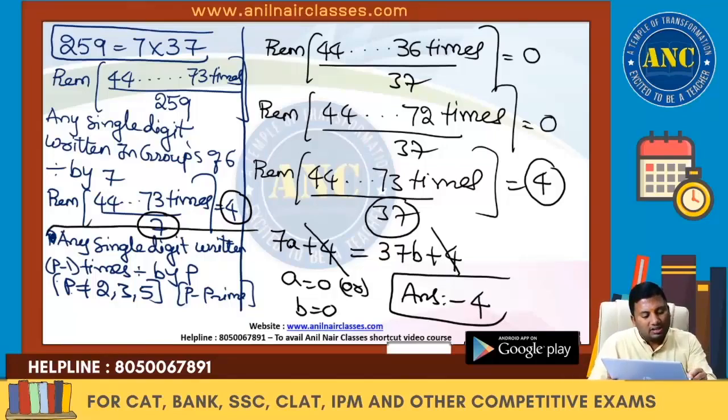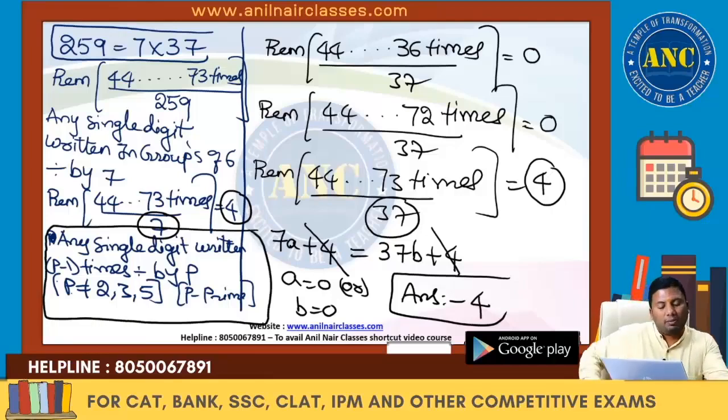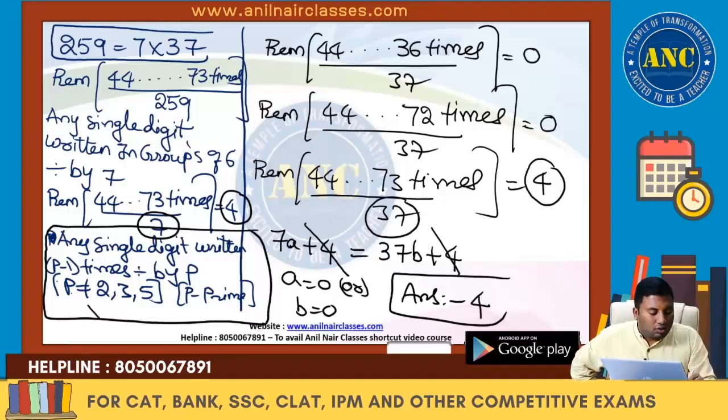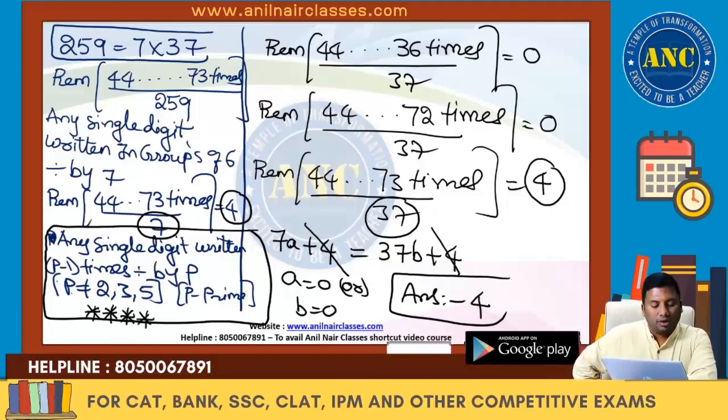Any single digit written p minus 1 times is always divisible by p if p is prime, p not equivalent to 2, 3, 5. If it is 7, it will become 6 times. What is the multiple of 6 till 73? 6 12s are 72. Remainder 1. So another 4 is left.